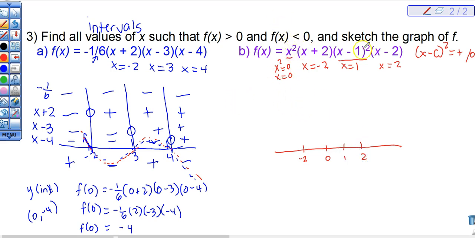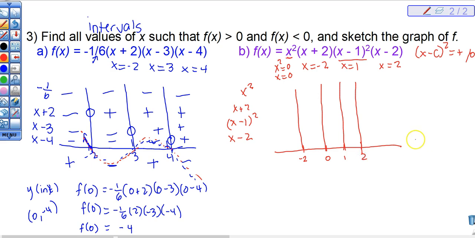And so we'll take all of our factors here, our linear factors and our quadratic factors, x squared, x plus 2, x minus 1 quantity squared, and x minus 2, and we're going to plot those zeros. We're going to plot where do these factors produce positive outputs and negative outputs. So we'll draw our little graph there. All right, so x squared 0 is 0. X plus 2 0 is -2. X minus 1 0 is here, and x minus 2 0 is here.